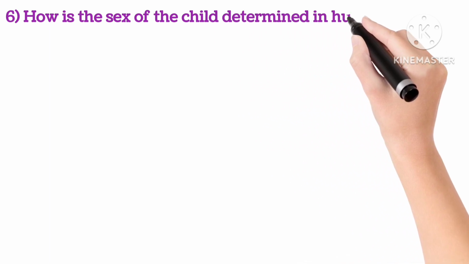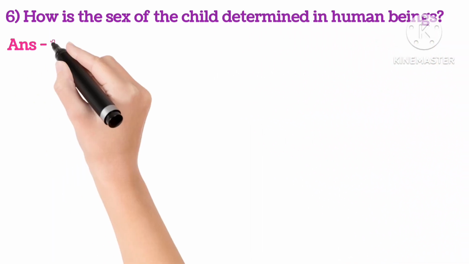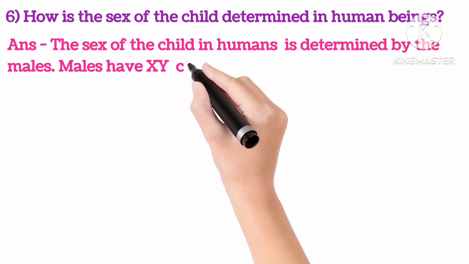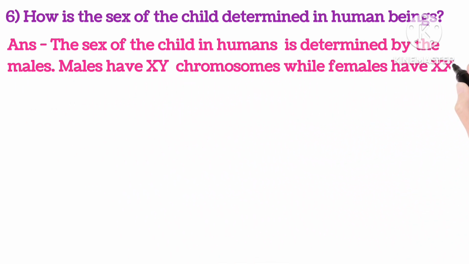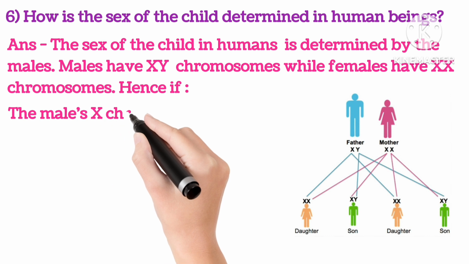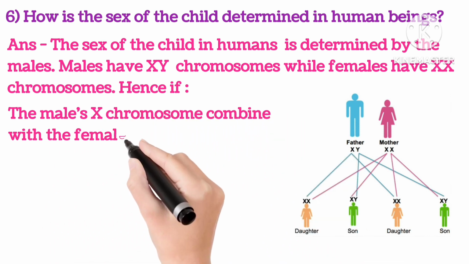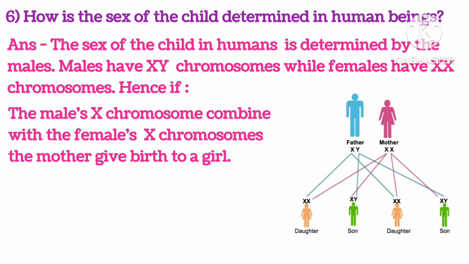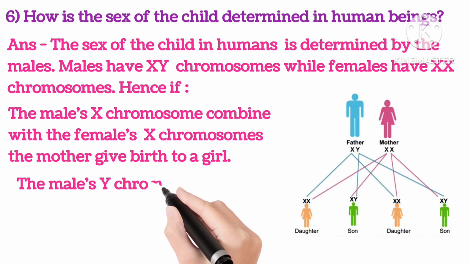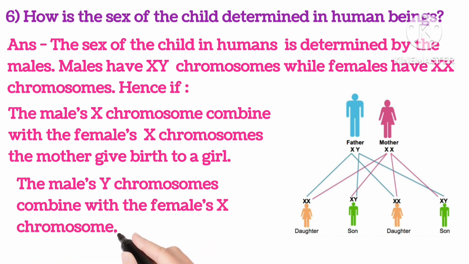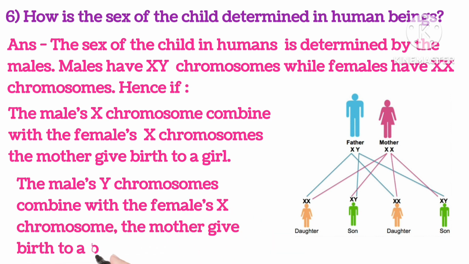Sixth, how is the sex of the child determined in human beings? The sex of the child in human beings is determined by the male. Males have XY chromosomes while females have XX chromosomes. Hence, if the male's X chromosome combines with the female's X chromosome, the mother gives birth to a girl. If the male's Y chromosome combines with the female's X chromosome, the mother gives birth to a boy.